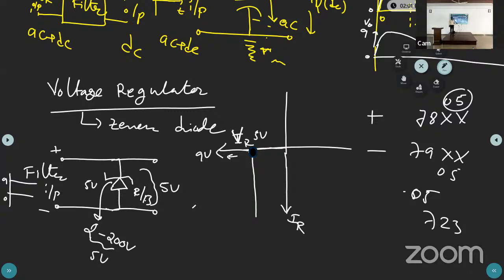So that is the Zener diode. Zener diode as a voltage regulator. Write down: simply, this is called the Zener voltage regulator.